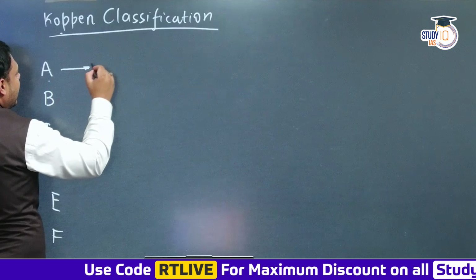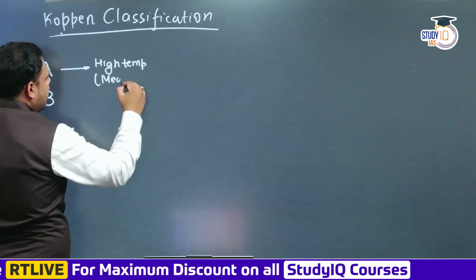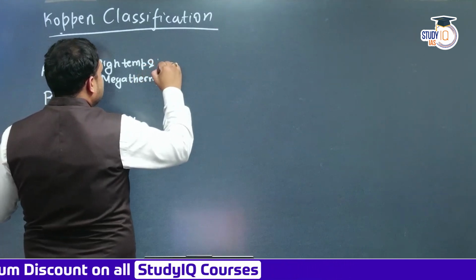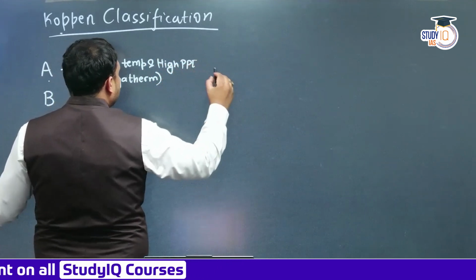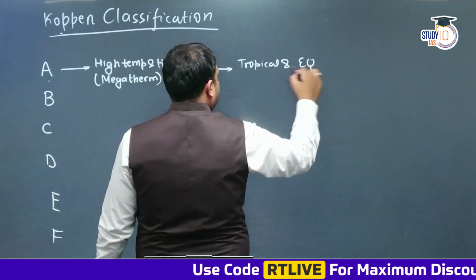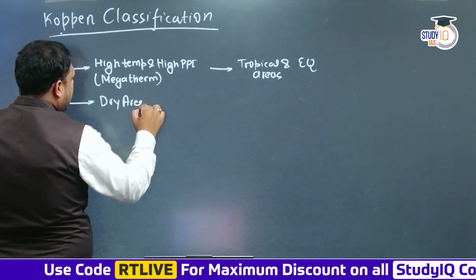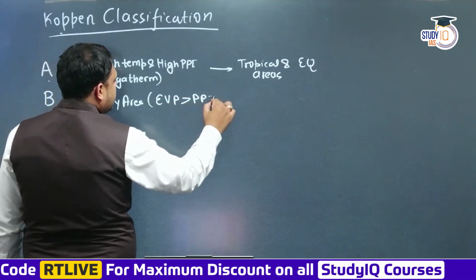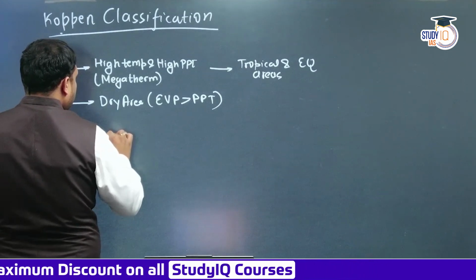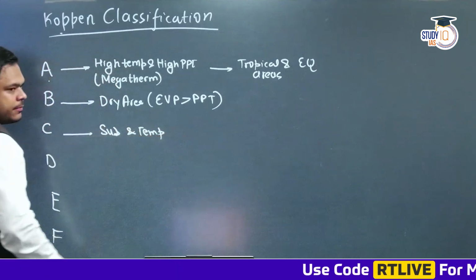He said in the area where high temperatures are there, high temperature means megatherm. Mega means high, therm means temperature. And the precipitation is also very high. So I'm going to call these areas tropical equatorial areas. Getting my point? He said dry areas where evaporation is always greater than precipitation, I'm going to call those areas as B. Areas which are like subtropical and temperate, I'm going to call them as C.